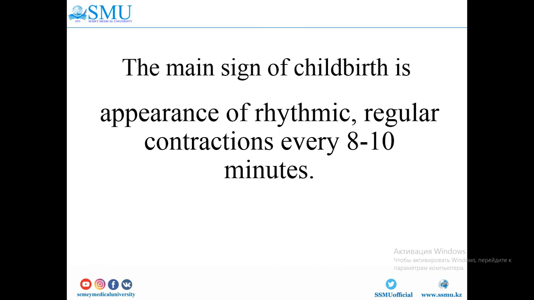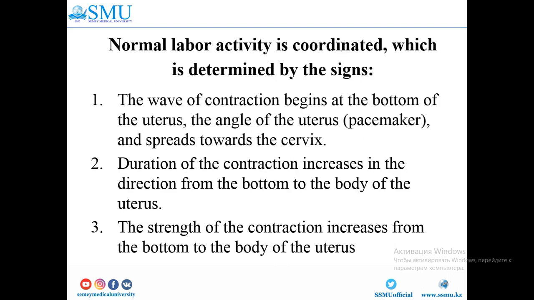The main sign of childbirth is the appearance of rhythmic regular contractions every 8-10 minutes. Normal labor activity is coordinated, which is determined by these signs. The wave of contraction begins at the bottom of the uterus, the angle of the uterus pacemaker, and spreads towards the cervix. The duration of the contractions increases in the direction from the bottom to the body of the uterus, and the strength of the contraction increases from the bottom to the body of the uterus.